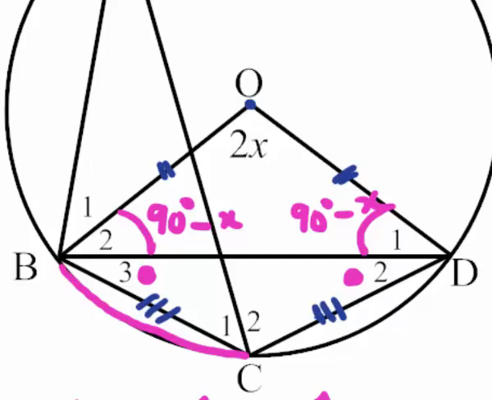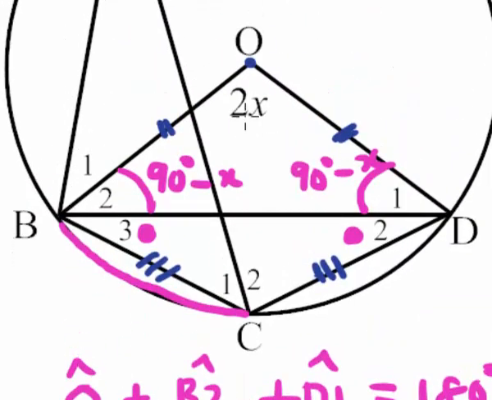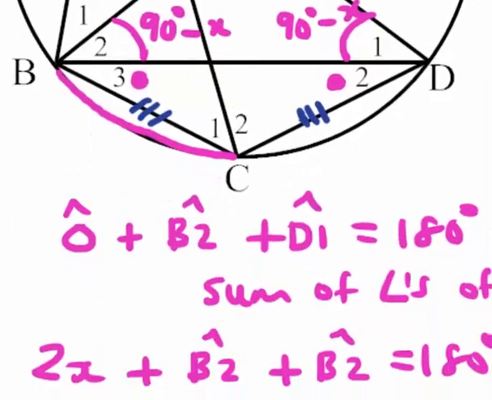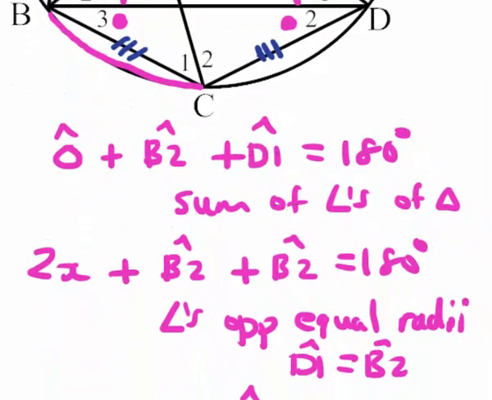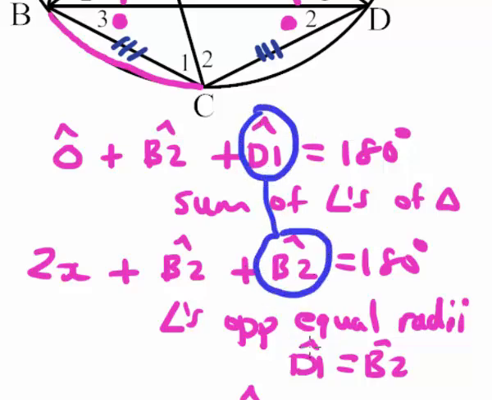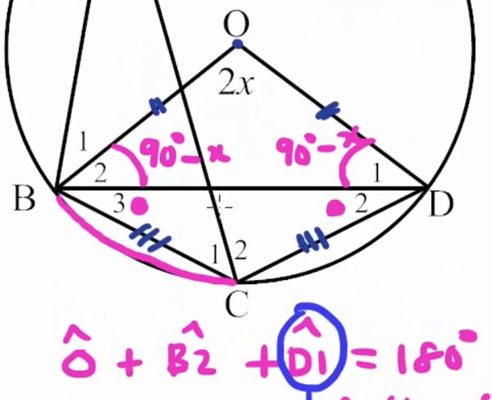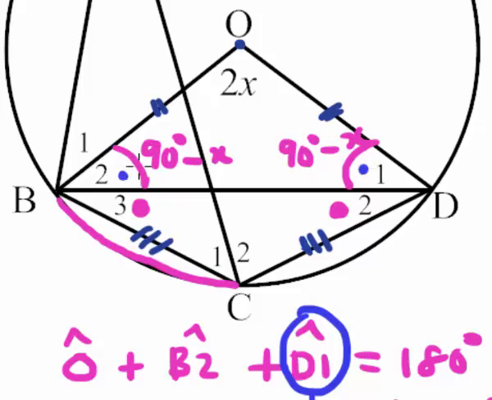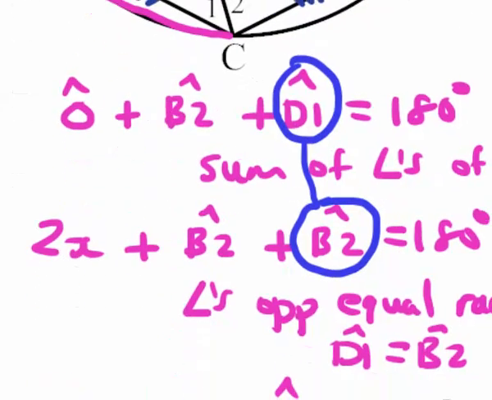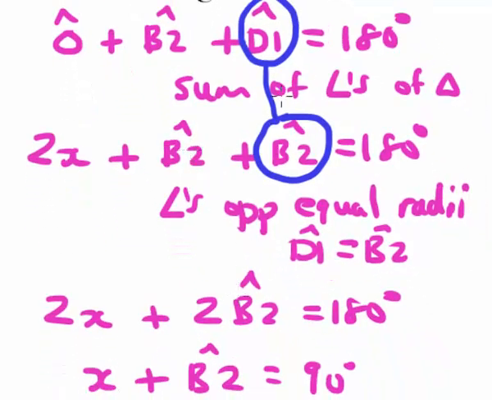So you simply use the sum of the angles of a triangle: 2x plus B2 plus D1 is 180 degrees. But then what do we know? We know that D1 and B2 are equal. Why? Angles opposite equal sides. Then you change the D1 to B2, so there are two of those giving you 2B2. The 2x comes from the fact that angle O is 2x. And then you divide everybody by 2.